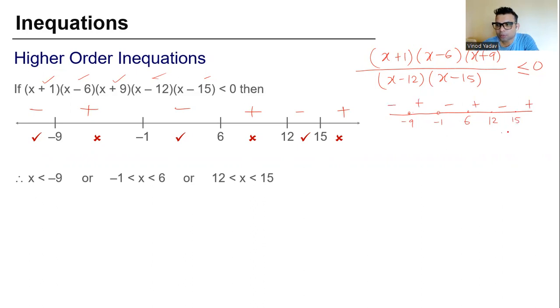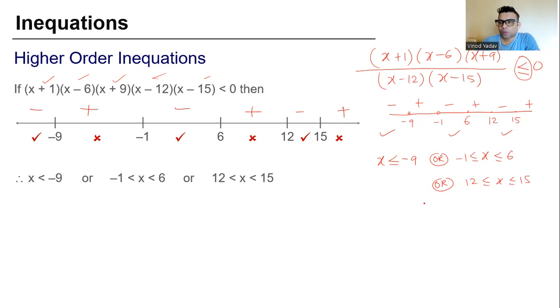I want less than 0, means this and this. While how will I write x? Because it is equal to here, so everybody will also write equal to here also. x less than or equal to -9, or x will be between -1 and 6, or x will be, yes, between 12 and 15, both inclusive.